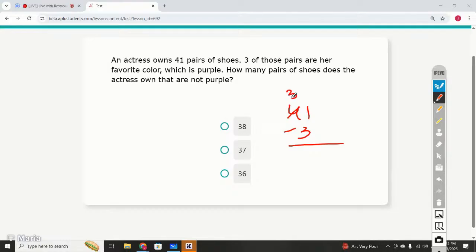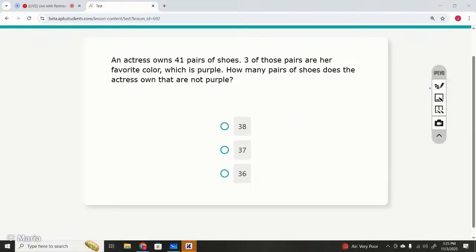So we need to borrow 1. That makes 11. 11 take away 3 is 8, and 3. That is 38. 41 minus 3 is 38. Option number 1 is the correct option.